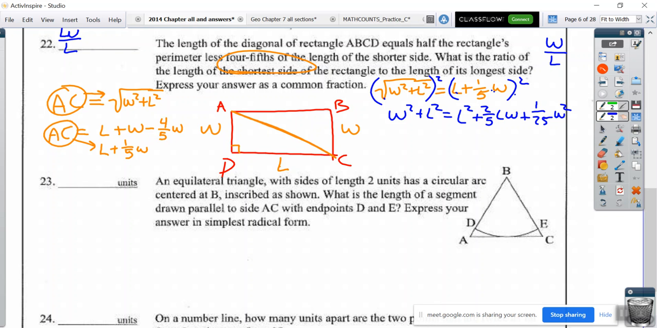So you can see that there's an L squared on both sides, so we can end up canceling that out. Yep. You can just subtract that from both sides. And then you want to move the W squareds to the same side, so you can subtract 1/25 W squared from both sides.